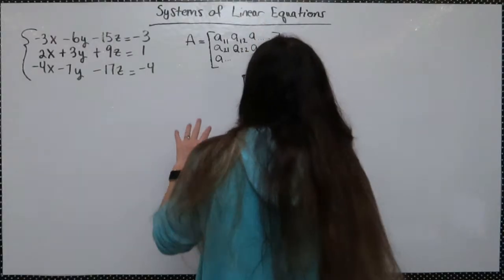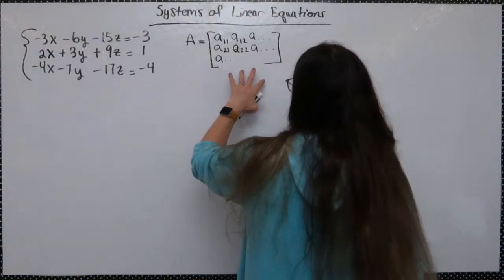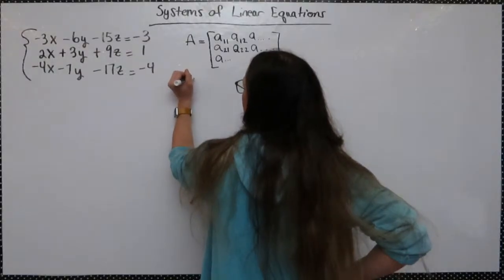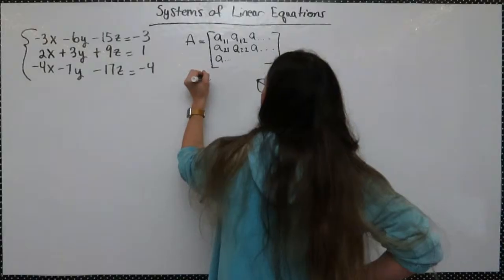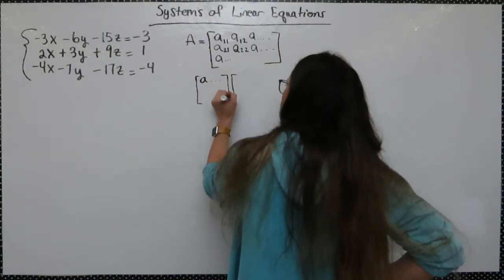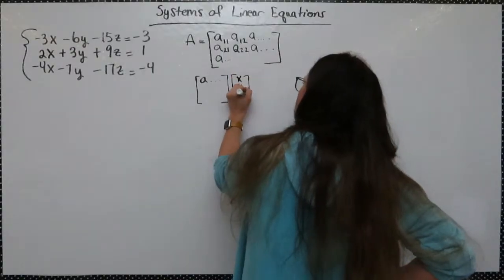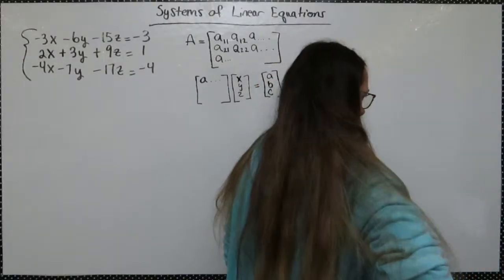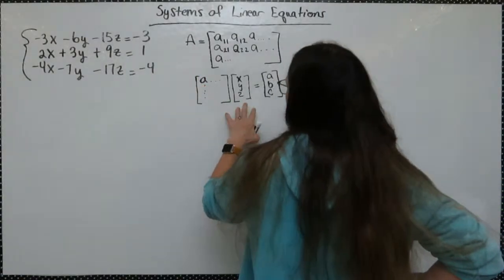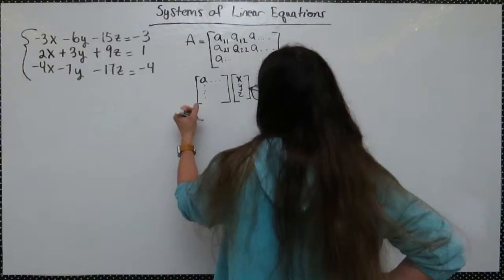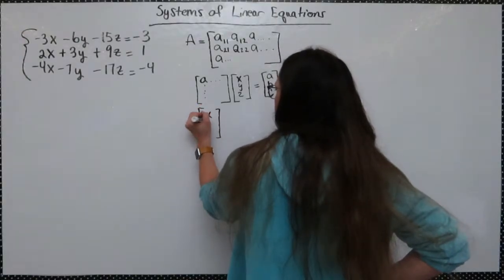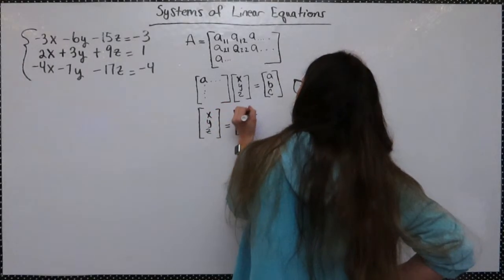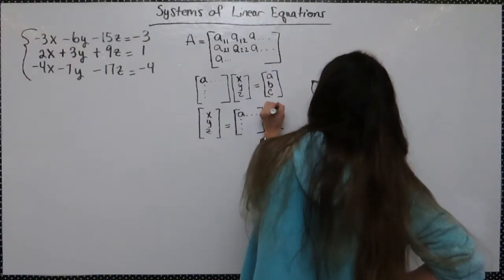So if I want to solve using the formula, we have the matrix A times your variables x, y, z, and that's going to equal your constant matrix A, B, C. If I want to solve this matrix for x, then I can say x, y, z equals A inverse times the constants.